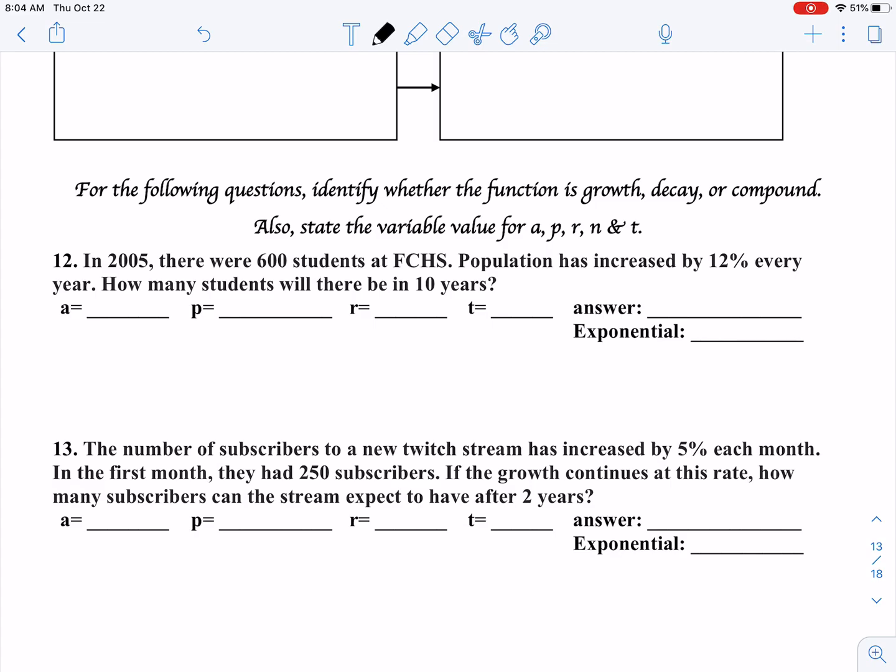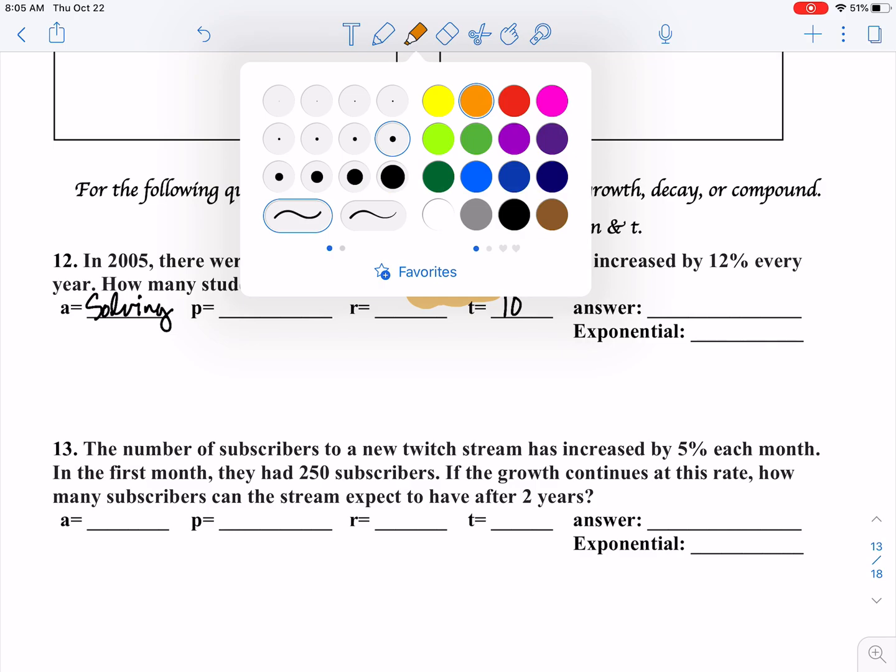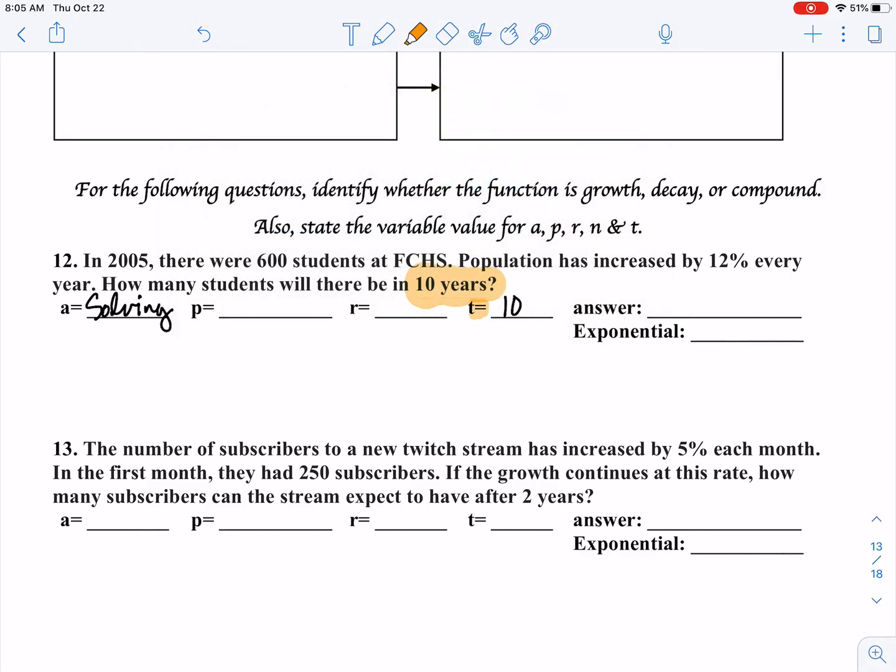So when I do these, again, figure out what we're trying to solve for. We're trying to figure out how many students there will be in 10 years, or the total amount of students. So this is what we're going to be solving for. Years, T is 10. And one piece of advice I can give you is, the more of these you do, the better you'll be at identifying these particular parts and pieces.